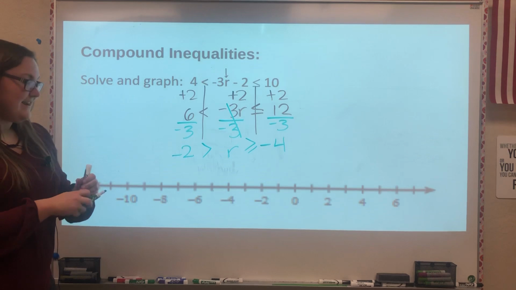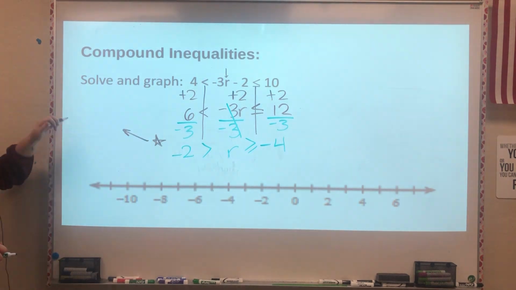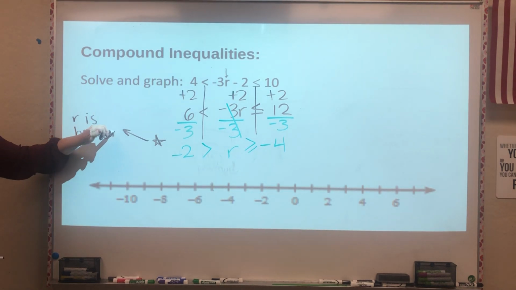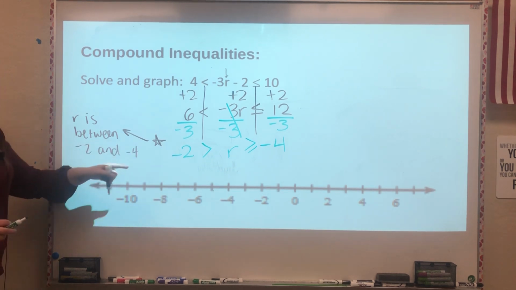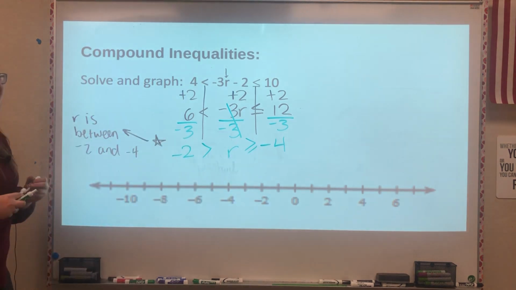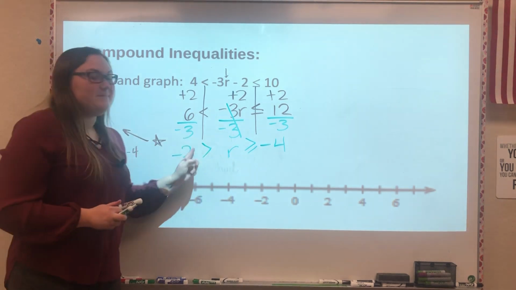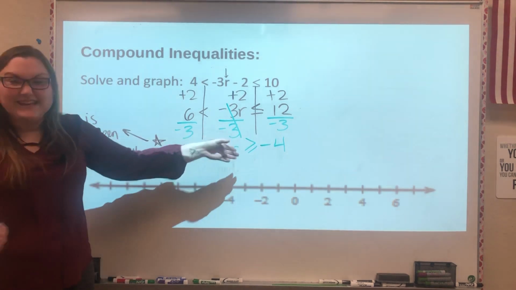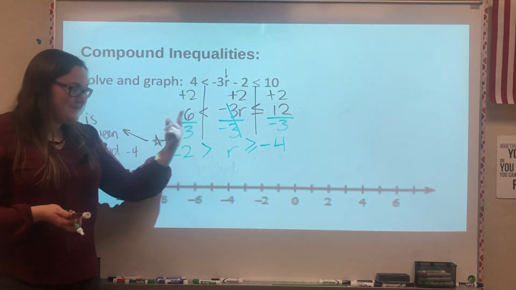I'm going to write that down. This right here is our final answer because it is saying r is between -2 and -4. If your variable is all by itself, we're done solving. There's nothing else we need to do here. That inequality right there is telling me that r is going to be any number between these two. See how it's physically in between -2 and -4? That's what it's saying, is r is any number between those.